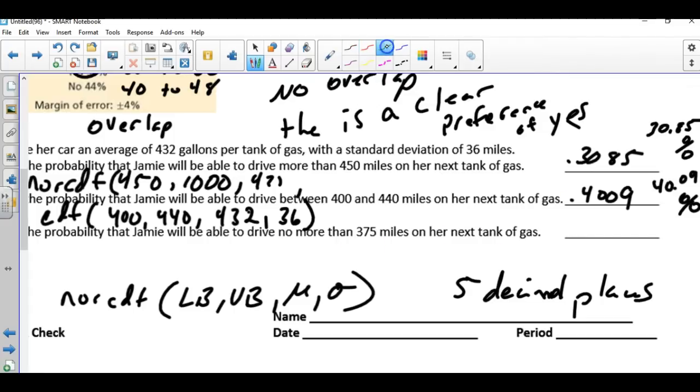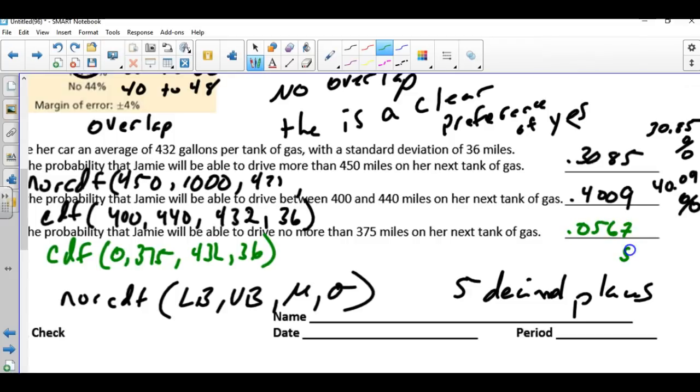Then this last one right here, no more than 375. Well, that's the upper bound. So the lower bound, I'm just going to put 0. No more than 375. When you do that, it's going to give you 0.0567, or you could put 5.67%. All right, that's the quick check, guys.